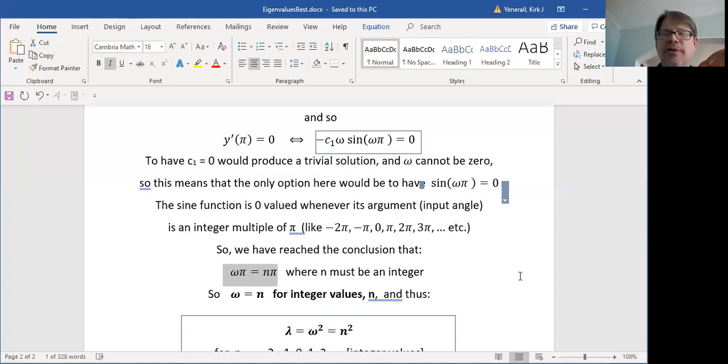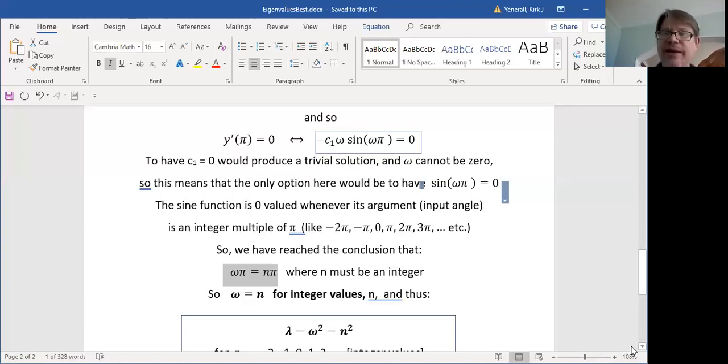It won't work for that multiple of pi to be anything other than an integer, because we don't have sine equal to 0 at 1/6 of pi or at 7/9 of pi. Only at perfect integer multiples of pi will we have what we need. So omega pi, that input angle, has to be equal to n times pi, where n is an integer. And that means that omega is equal to n. Omega must be an integer.